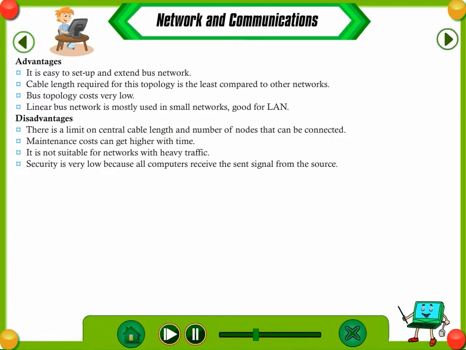Advantages: it is easy to set up and extend a bus network. Cable length required for this topology is the least compared to other networks. Bus topology costs very little. Linear bus network is mostly used in small networks, good for LAN. Disadvantages: there is a limit on central cable length and the number of nodes that can be connected. Maintenance costs can get higher with time. It is not suitable for networks with heavy traffic. Security is very low because all computers receive the signal sent from the source.